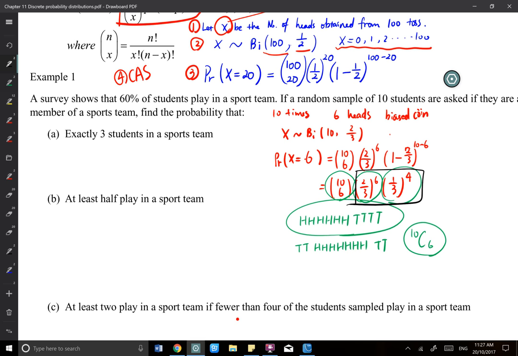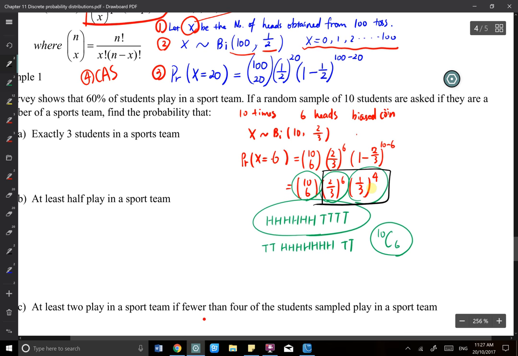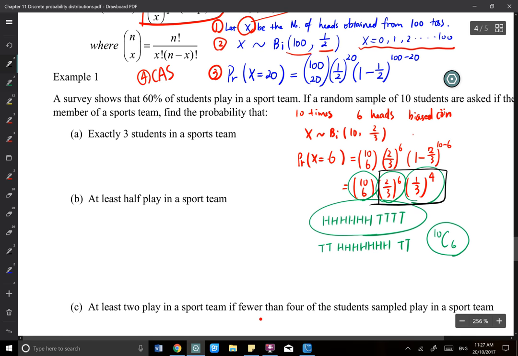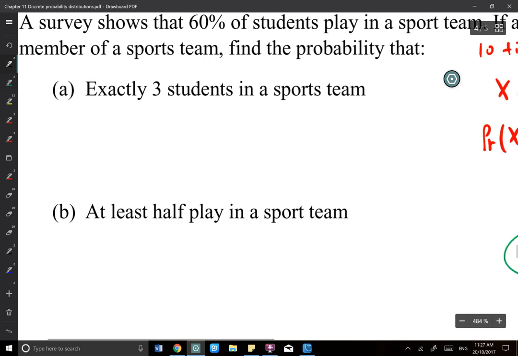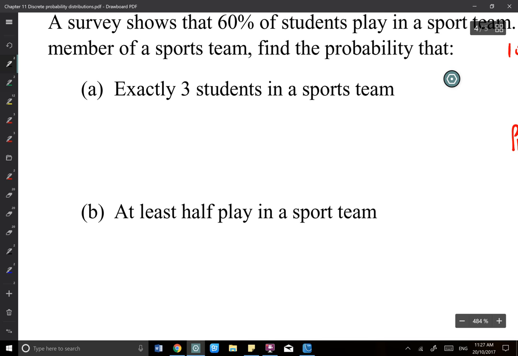Now, if I randomly sample 10 students and ask if they are a member of a sport team, find the probability that exactly 3 students are in a sport team. So I have selected 10 students. Let's do the 3 steps. This is definitely a binomial situation because you have 10 trials and each one says yes or no, with the same chance to say yes or no.